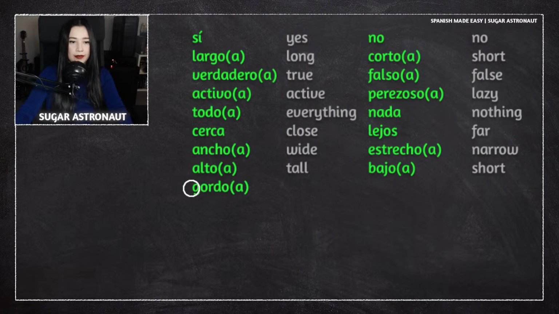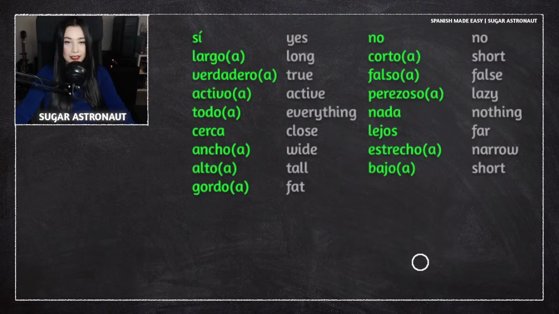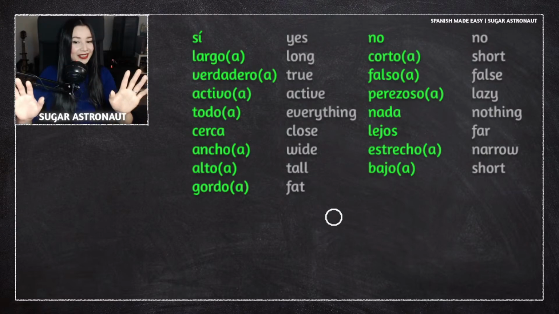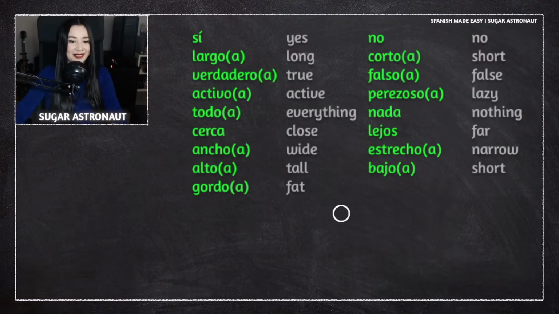We also have gordo, gordo, gorda. Okay? That means fat. I mean, the word exists, right? So just be careful how to use it because you can offend people. They can get angry. Some people use this word as a term of endearment, but just use it with caution.